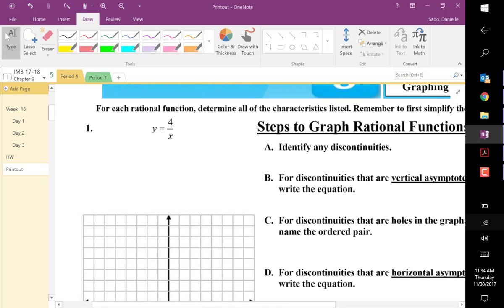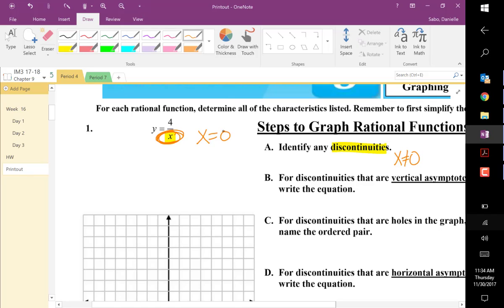Identify any discontinuities. Discontinuities mean what makes the denominator equal to 0. So what makes this piece equal to 0? 0. Very good. 0 for those that said 0. Here's why. That's your discontinuity.